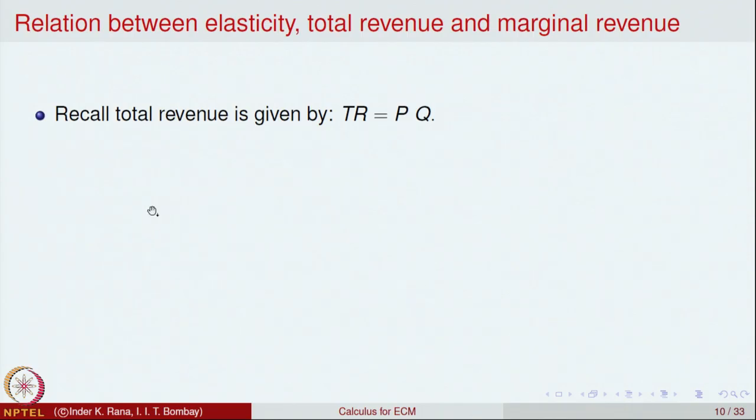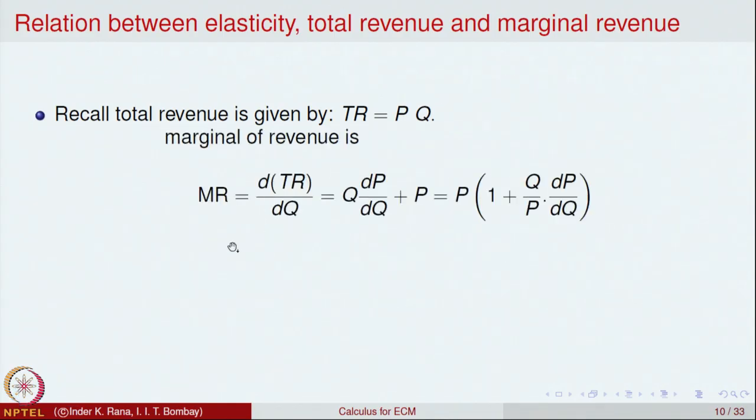So, let us also recall that the total revenue, as we have seen earlier, is given by P into Q. So, this implies that the marginal of revenue, if we differentiate this, is d. Now, we are going to differentiate with respect to demand. Earlier, we differentiated with respect to price. Now, marginal of revenue with respect to demand, we are going to calculate in this.